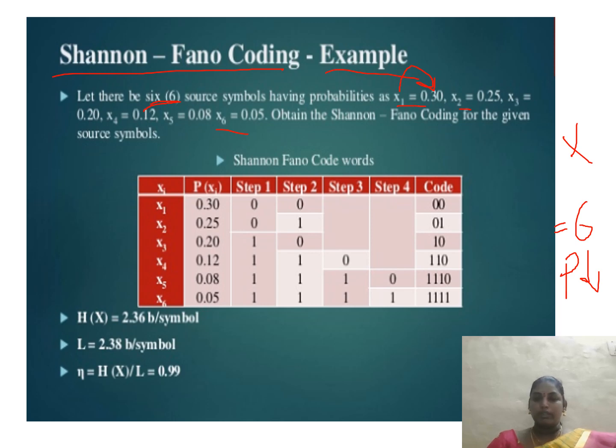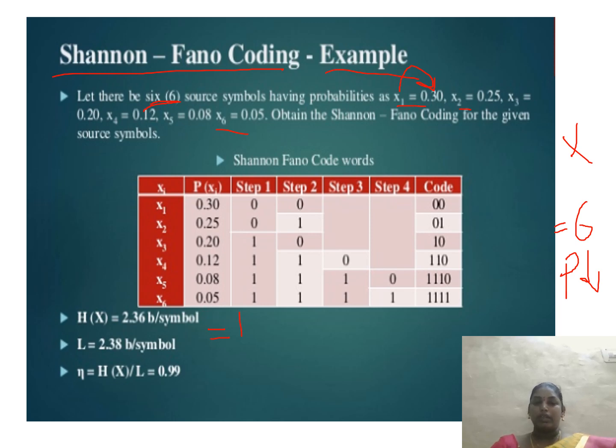Whatever symbols we have been given, it may be 6 symbols or 10 symbols, we need to know how many symbols there are and what the total probability is. If you add all the probabilities, it should definitely be 1. It should not be less than 1. So the first step is to list the probabilities in descending order. In this problem, the probabilities were already in the same order, higher to lower, so we have written the first step as listing the probabilities from higher to lower value.